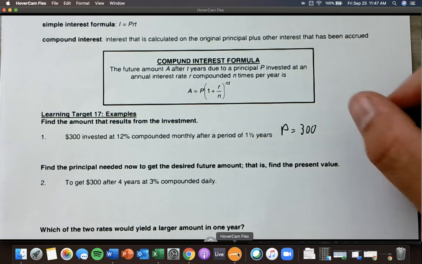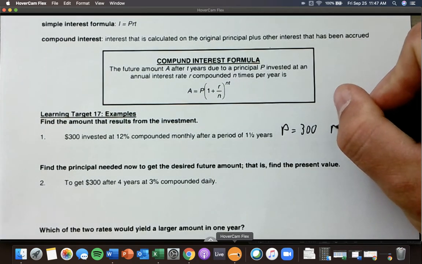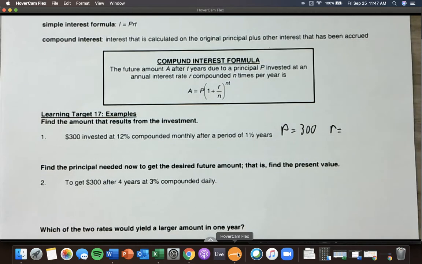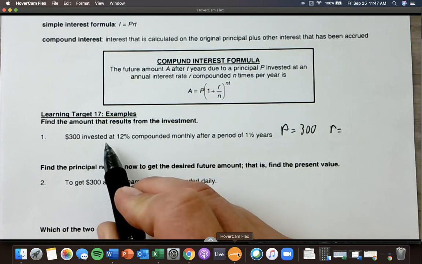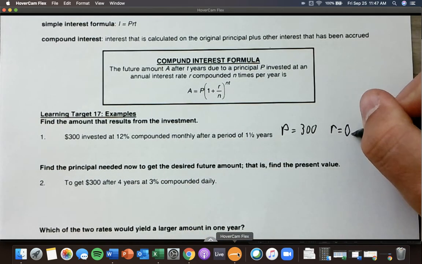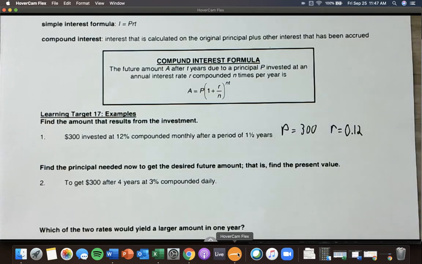It's invested at 12%. Right there, that's our rate, which we can write as R. But we can't write it as just 12. Remember, we have to convert it to decimal form. It's super easy. All we have to do is move the decimal to the left twice. So we get 0.12.